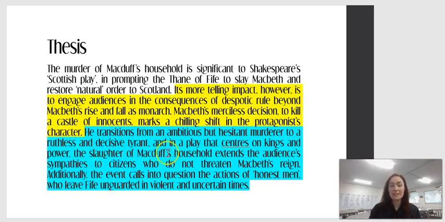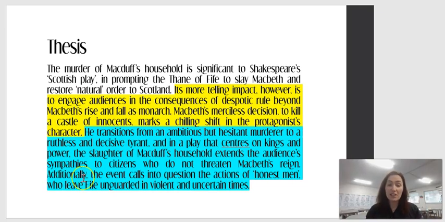The slaughter of Macduff's household extends the audience sympathies. So we've got links to the Jacobean audience of this is what they want to do, of suddenly they're now being sympathetic to not Macbeth, who is the main character, which is a normal thing to happen, but now we are being sympathetic to the people he is ruling because he is ruling as a bad ruler.